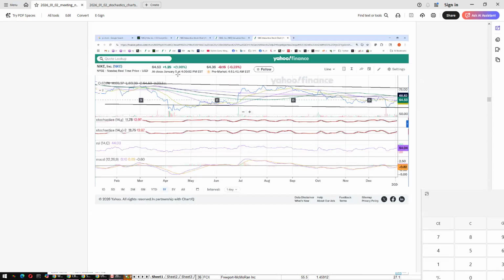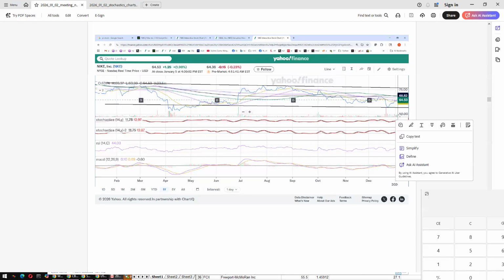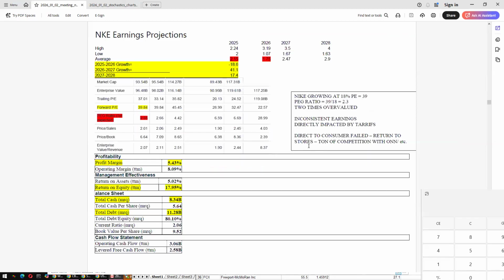So let's look at the Nike chart going back a year. You can see we're in a sideways pattern. It's not very exciting. I like stocks going up, I don't know, 10% a year, and this stock right now is just sideways. You can see it's barely above its moving averages, so it doesn't have any momentum at all. It's halfway between overbought and oversold, so it's not exciting.